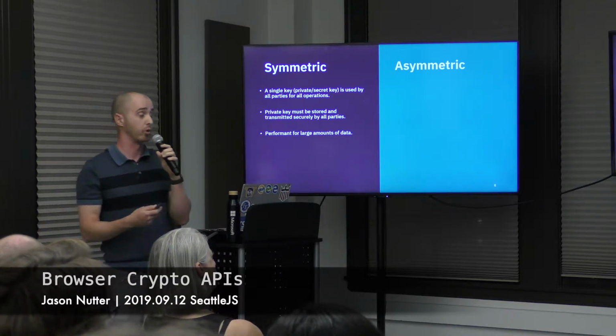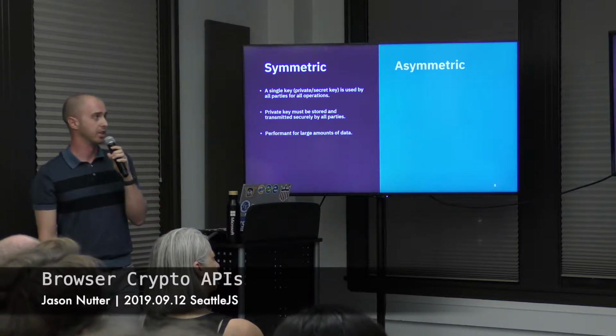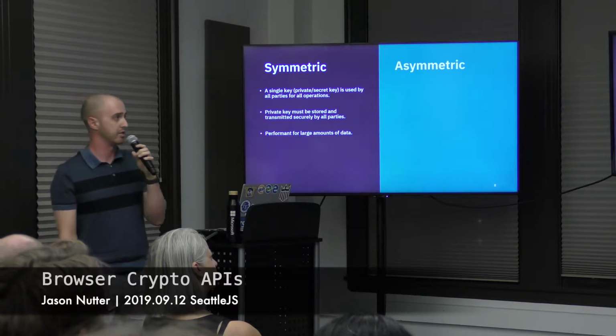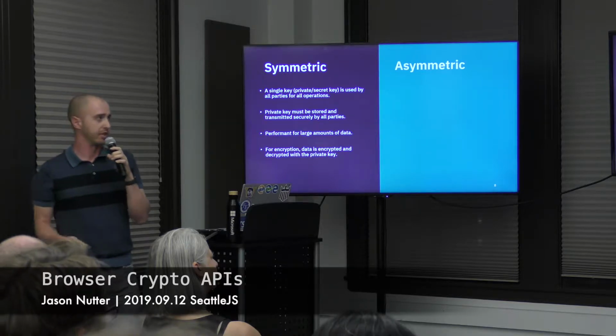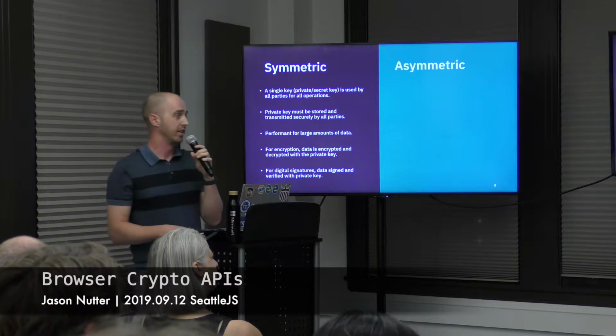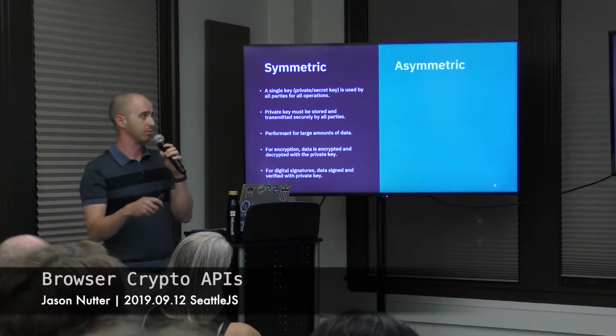One of the things is it's performant for large amounts of data. You'll see an application of this later, but symmetric encryption is much more performant for large files than asymmetric encryption. And then data is encrypted and decrypted with the private key, as we just said. And for digital signatures, we've also talked about, data is signed and verified using the same key. So again, same key, all operations.